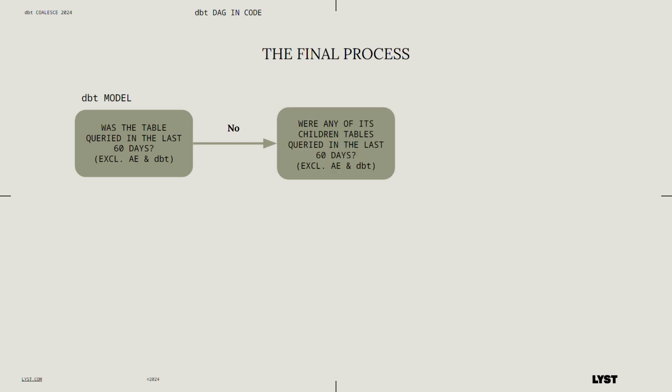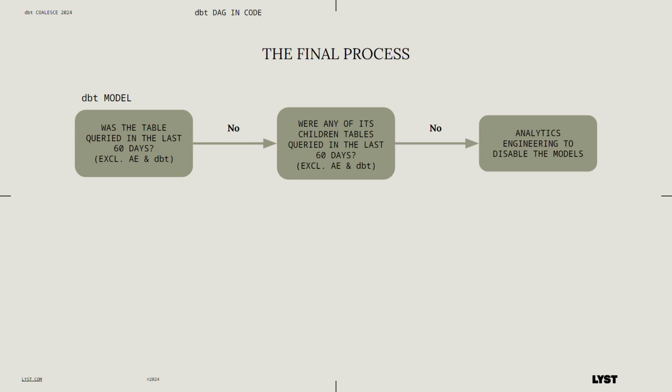And finally, with all of this, we could then build the process of identifying and removing unused parts of our pipeline. So firstly, we have a dbt model that checks if a table's been queried in the last 60 days, and we exclude certain users or tools like analytics engineering and data observability tools. If it hasn't, we then use the dbt DAG table to check if any of the table's children have been queried.